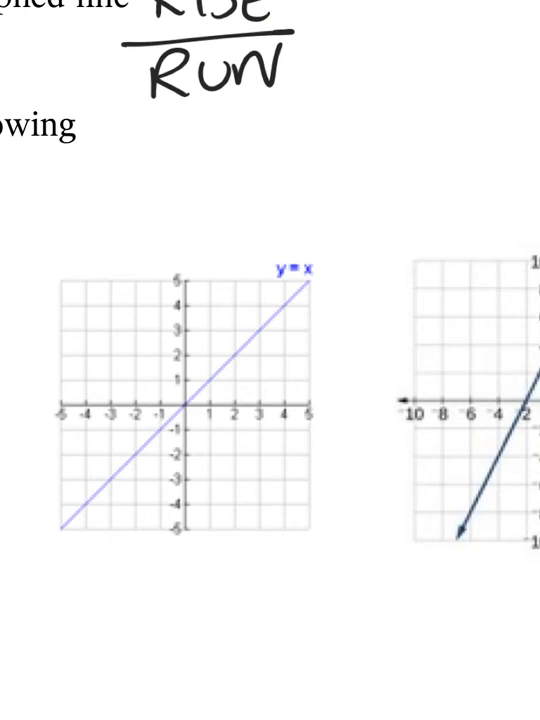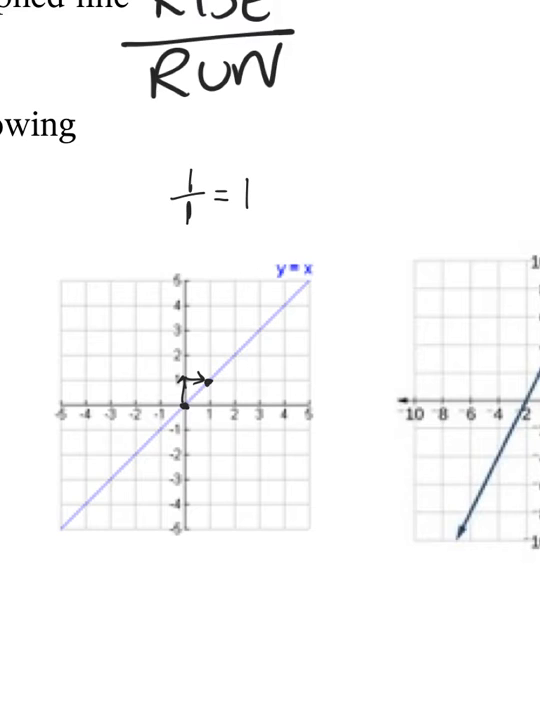Going to this next one, I'm going to pick 2 points that fall in the perfect intersection of grid lines, and I'm going to calculate how much I rise and how much I run. I'm rising up 1 unit, and I am running 1 unit in the positive direction. My slope here is 1. And again, this is going uphill, positive number.